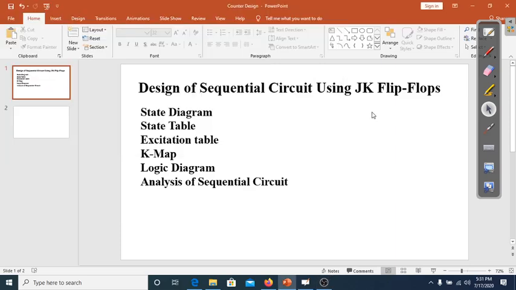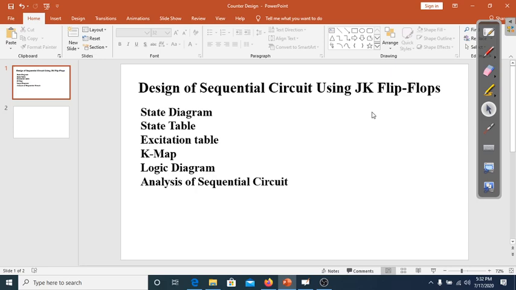In this lecture, let us talk about the design of sequential circuit using JK flip-flops. The content of this lecture is as follows. First, we will discuss the state diagram. Using the state diagram, we will abstract the state table. From the state table, we will extract the excitation table.